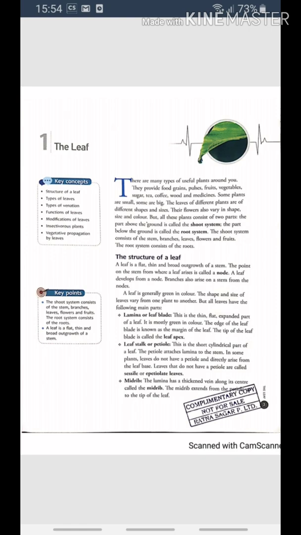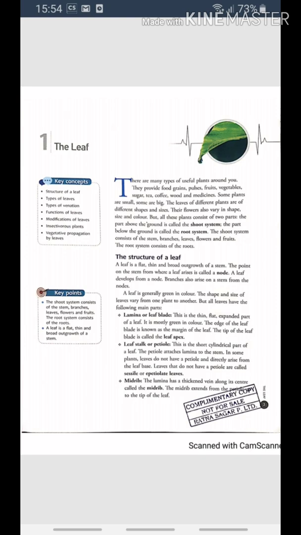But all leaves have the following main parts: lamina or leaf blade, leaf stalk or petiole, midrib, veins and veinlets, leaf base. A lamina is a thin, flat, expanded part of a leaf. The tip of the leaf blade is called the leaf apex.